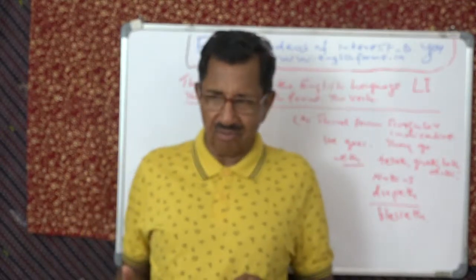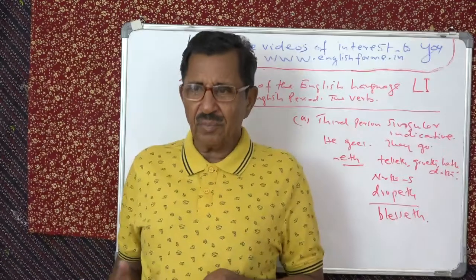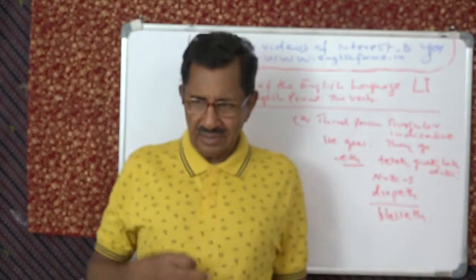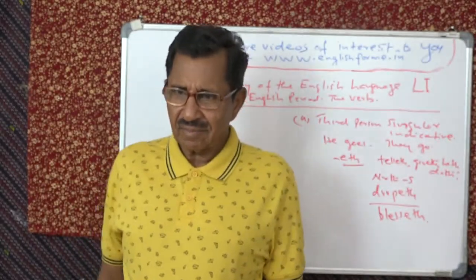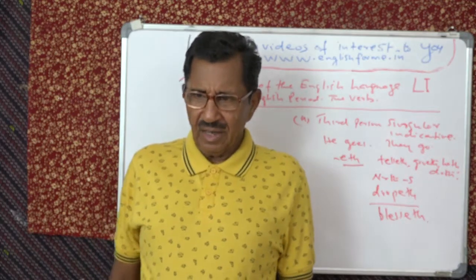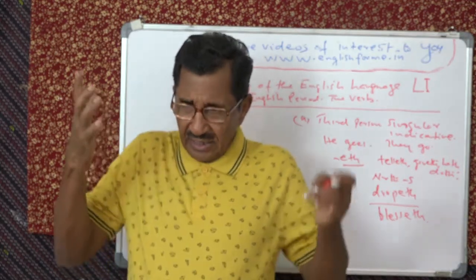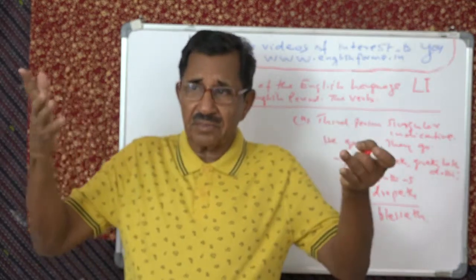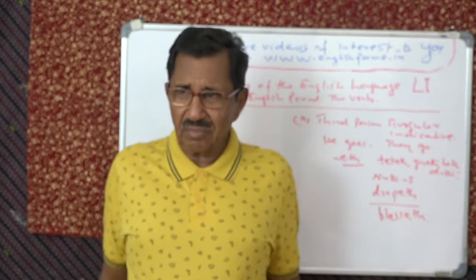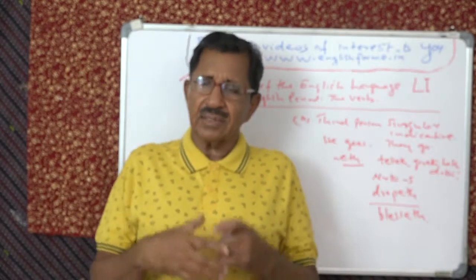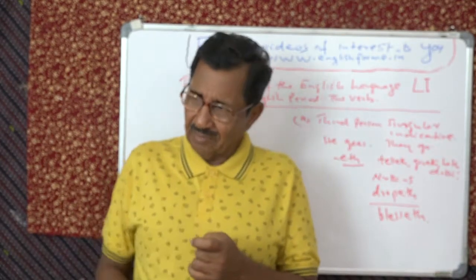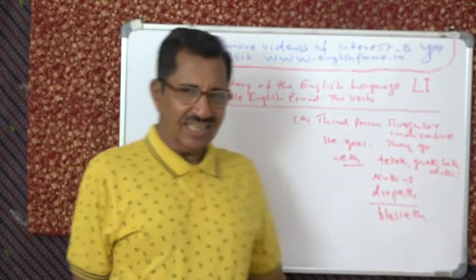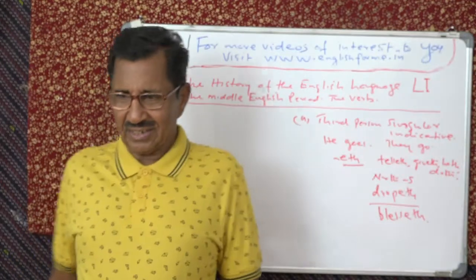I need not write it on the board, I think. The quality of mercy is not strained, and then it says, it droppeth as a gentle rain from heaven upon the place beneath it. It is twice blessed. It blesseth him that gives and him that takes. So you can see Shakespeare uses this. Then in the north it was S.